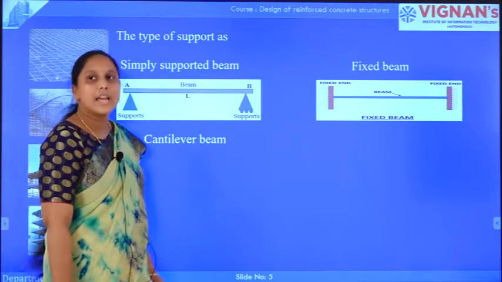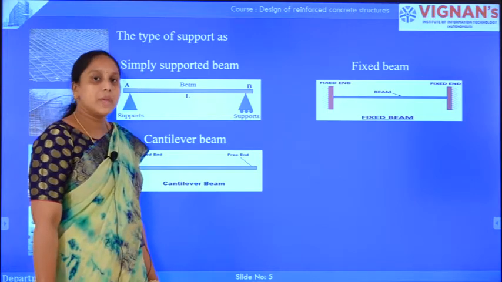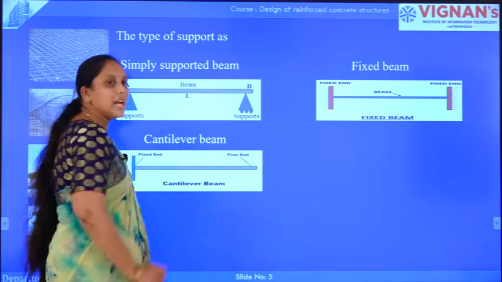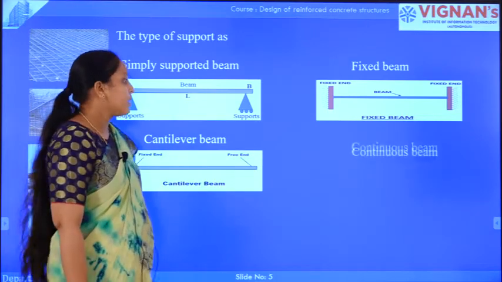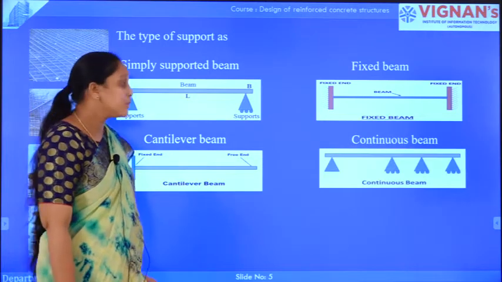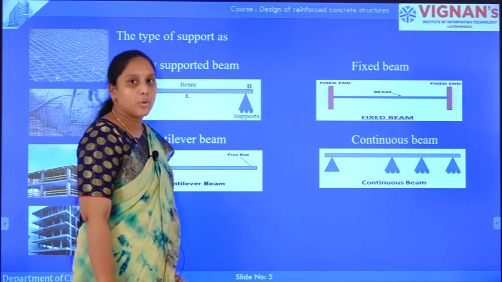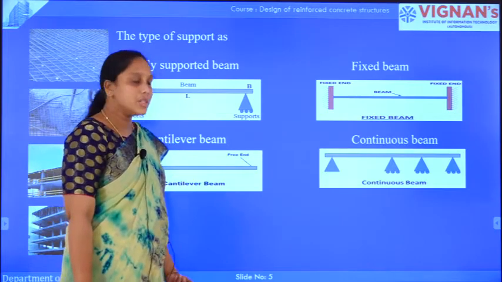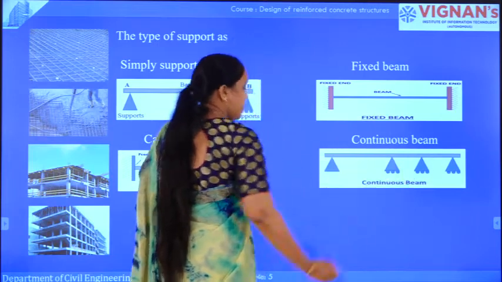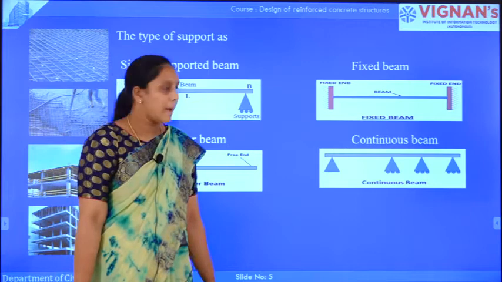The next is a cantilever beam. What is a cantilever beam? A cantilever beam is a beam in which one end is fixed and the other end is free. Next is the continuous beams. What is a continuous beam? A beam which has more than two supports is called a continuous beam. You can see here you have more than two supports, you have four supports over here. Such a kind of beam is called a continuous beam.